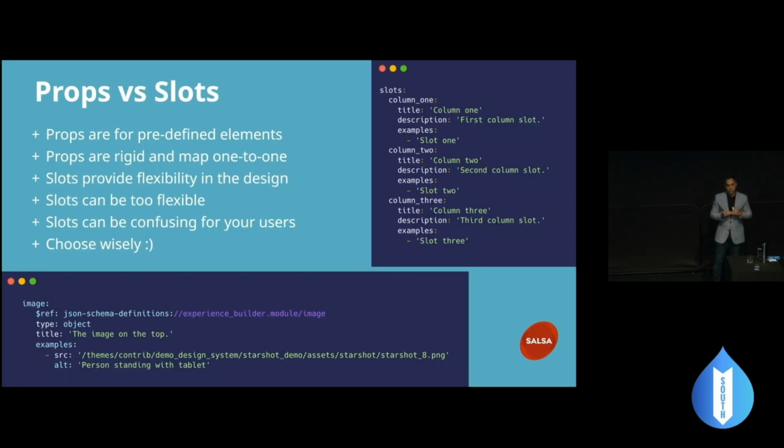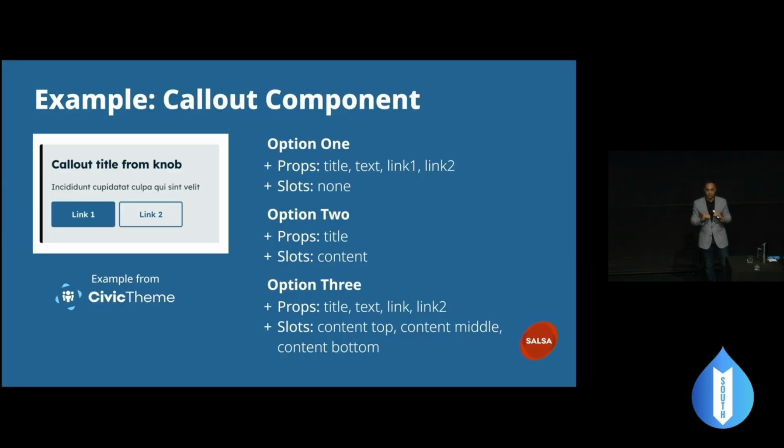So props versus slots. Props are for predefined elements. There's a one-to-one mapping of a property or prop to the actual page. And slots provide flexibility in the design itself. And as I mentioned, it could actually be too flexible because you can literally add anything into a slot. I'll show you what the downsides to that are in a second. Slots can also be confusing because you can add slots to a page and then users may not be clear on what should actually be going into there.